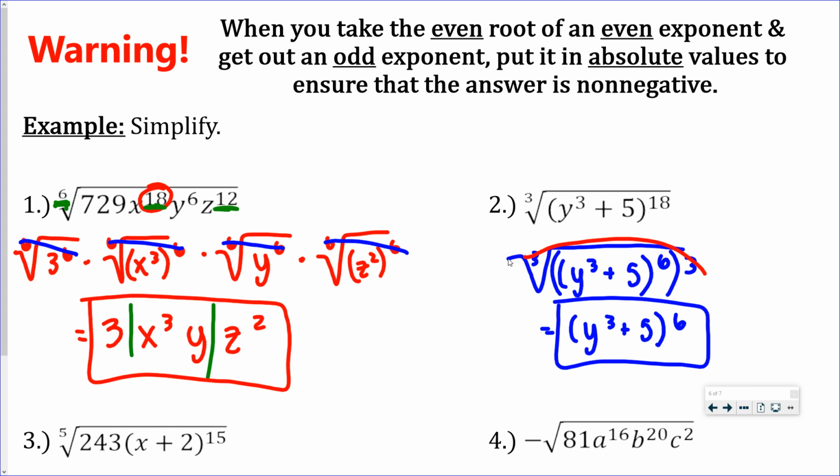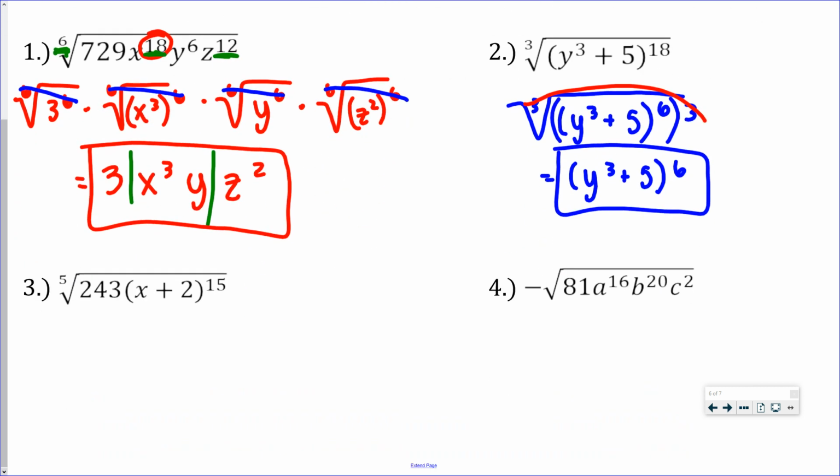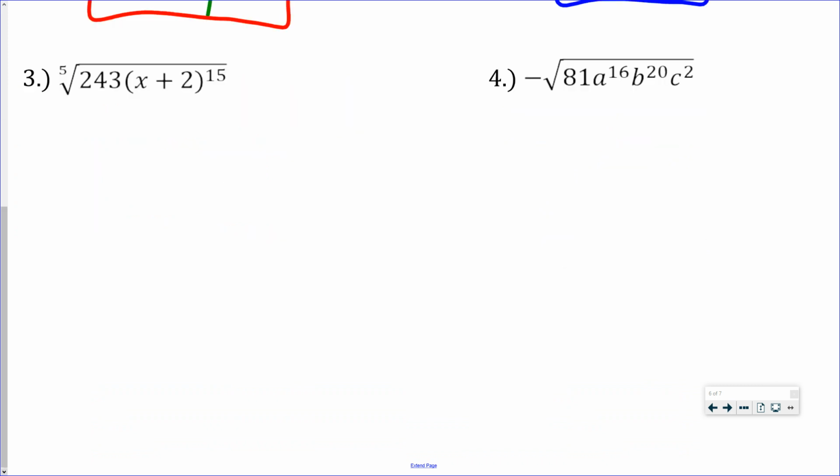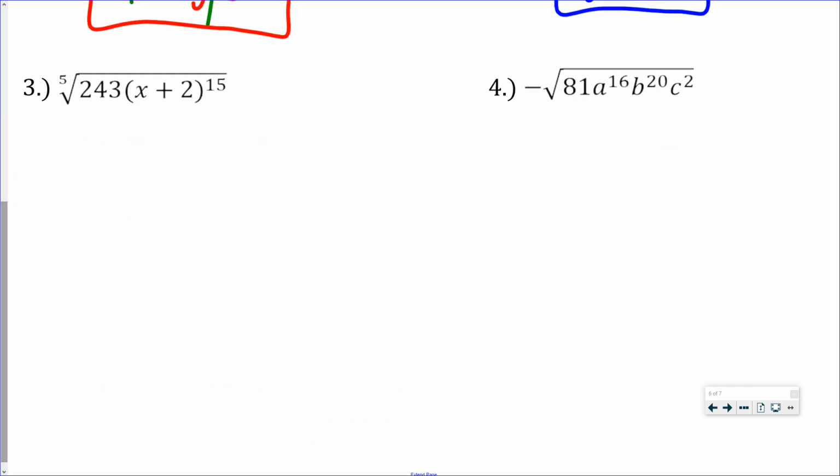All right, we only got 2 more, my friends. And then I get to show you how to do this in your calculator. A 5th root. This is an odd root, so we don't have to worry about the even, odd. 3 to the 5th is 243. We already did that, didn't we? I think I gave you a repeat one.